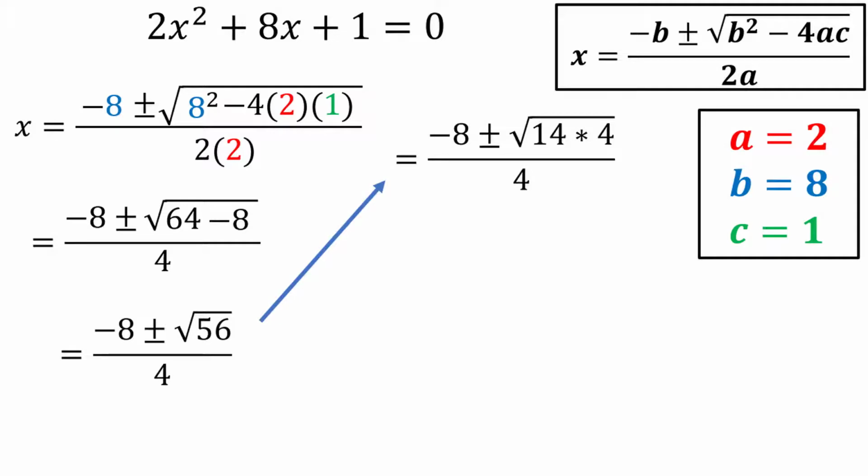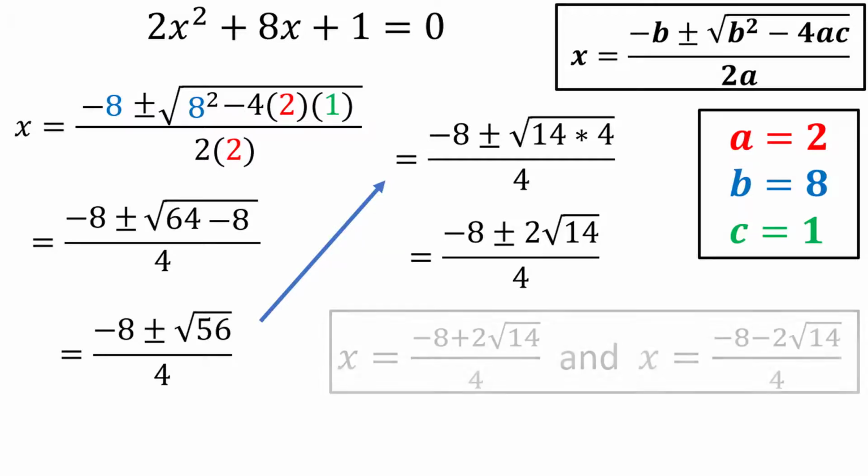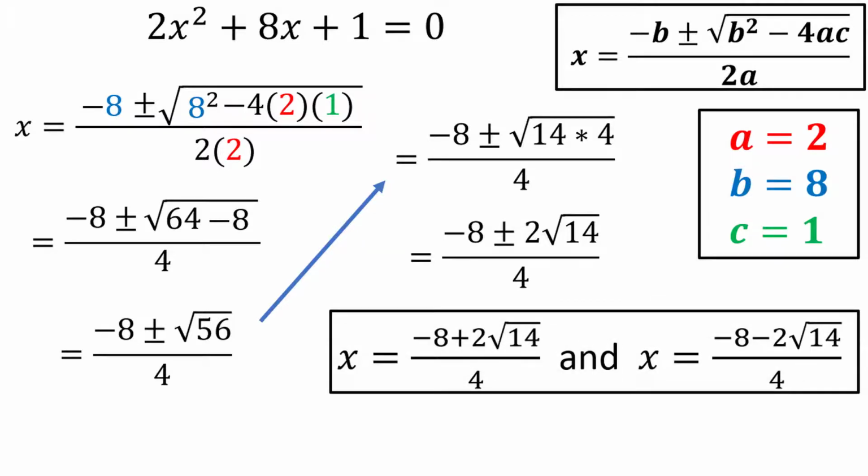We know that the square root of 4 is 2, so we have negative 8 plus or minus 2 times the square root of 14 all over 4. Applying the plus or minus, we have negative 8 plus 2 square root 14 over 4, and negative 8 minus 2 square root 14 over 4, which are our two answers. It is possible to simplify this slightly more, as 8, 2, and 4 are all divisible by 2, but this answer here is sufficient.